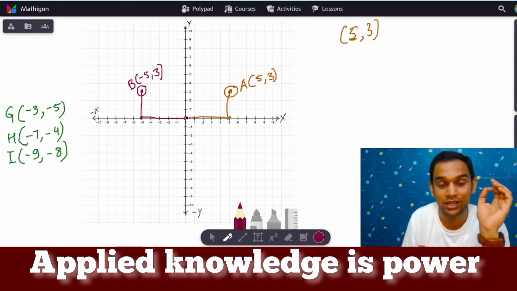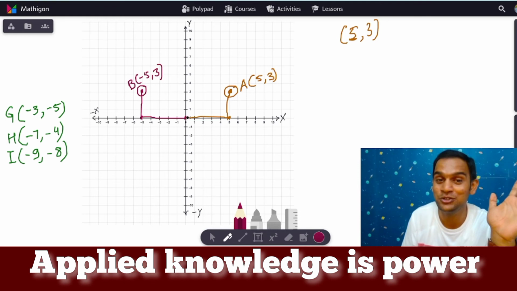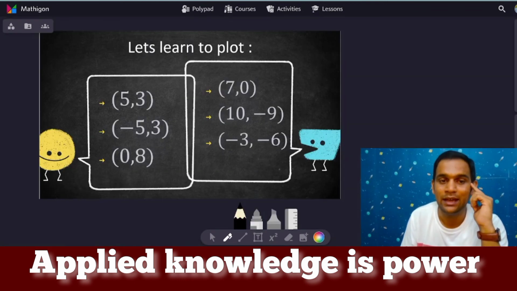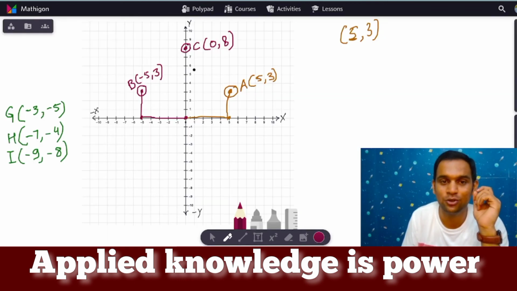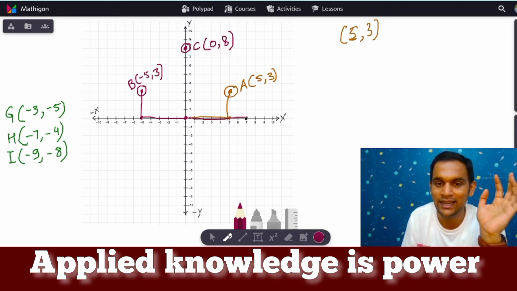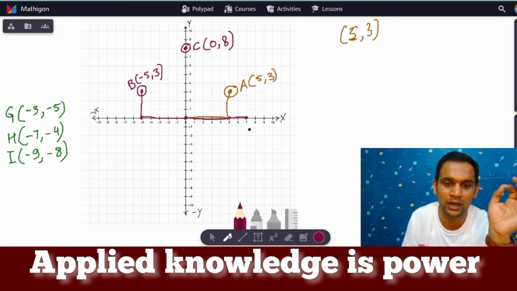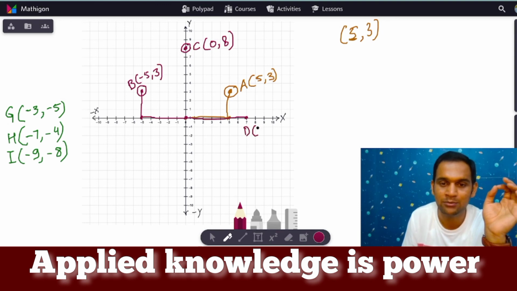0 comma 8. So now the x value is 0. That means it is not moving. We are directly going to 8 on y-axis. So this particular point we'll name it as C, which is 0 comma 8. Next point is 7 comma 0. That means we have to move 7 on the x-axis and we don't have to move anywhere on the y-axis. So this becomes D equals 7 comma 0.